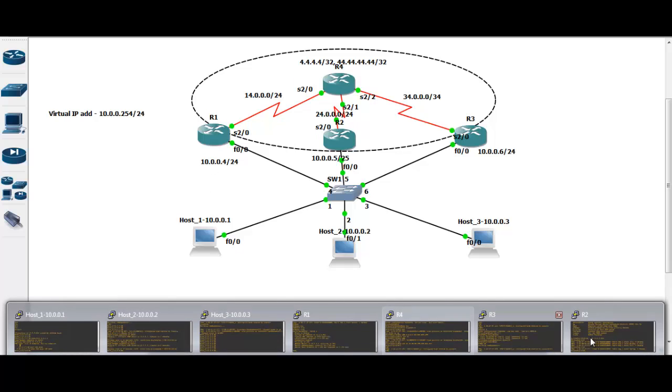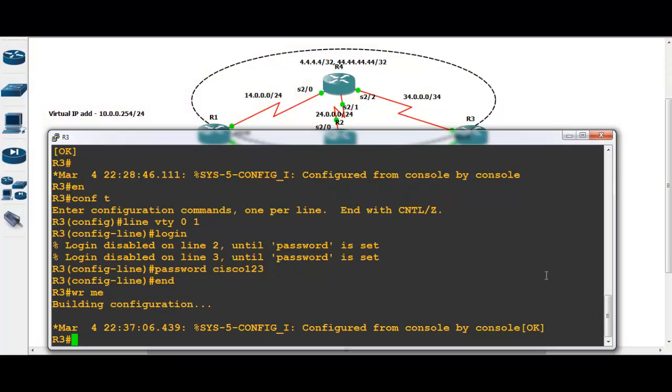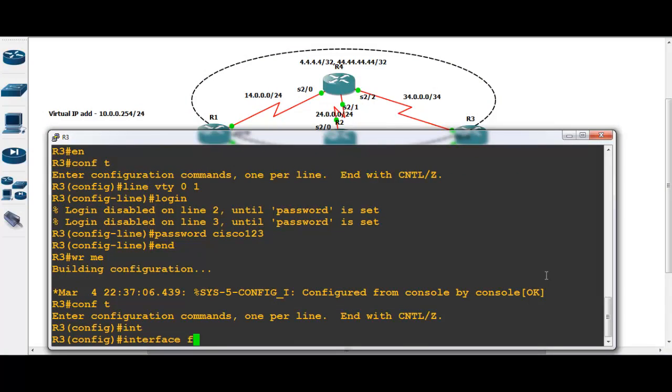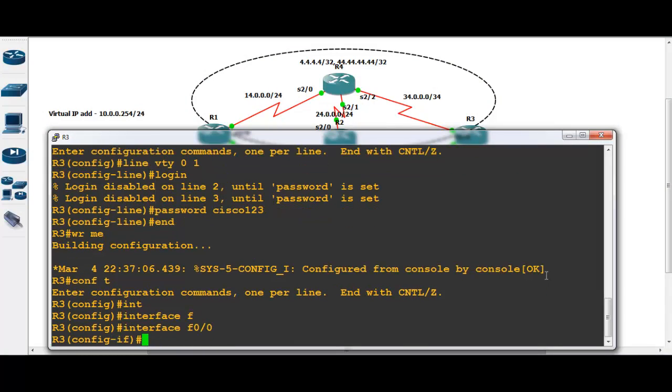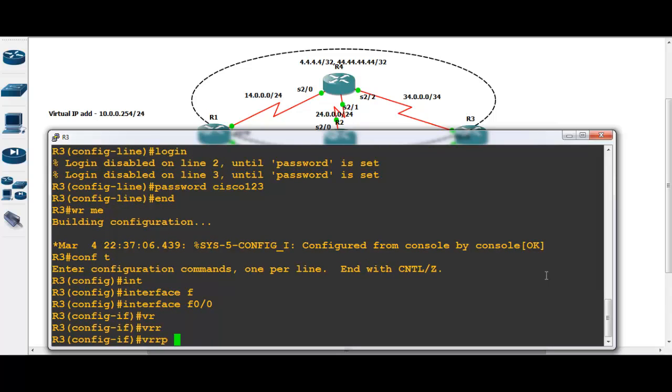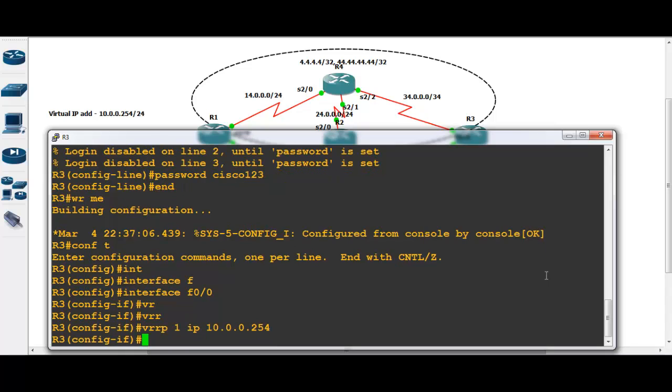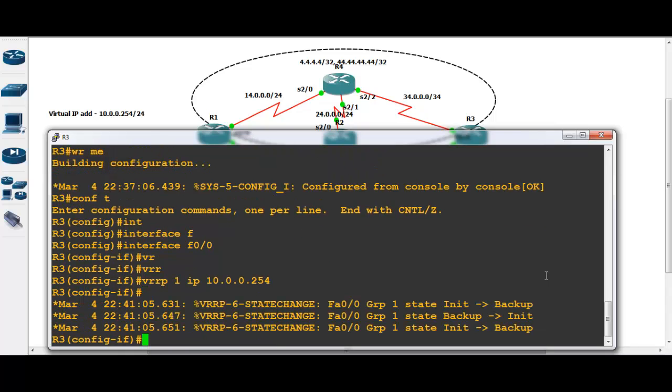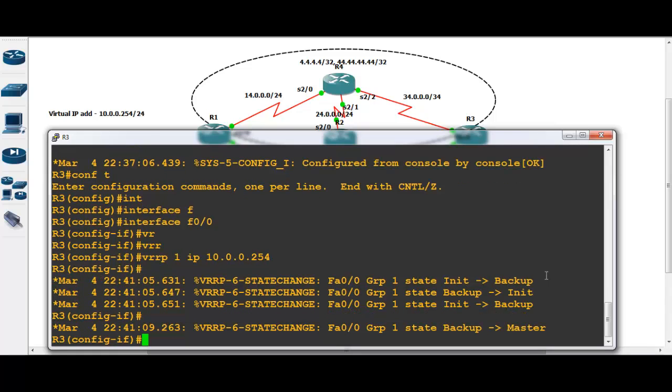Now if I go and enable on R3, you know the story what will happen. Interface fast Ethernet 0/0, VRRP, group ID, and the IP address is 10.0.0.254. Now this is also going to say I'm the master and the other two will be kicked off from the master. So the other two are going to be backup. Now this is the master, the ultimate. You've got only 3 here in the group, and this has got the highest IP address. So this will remain master now.